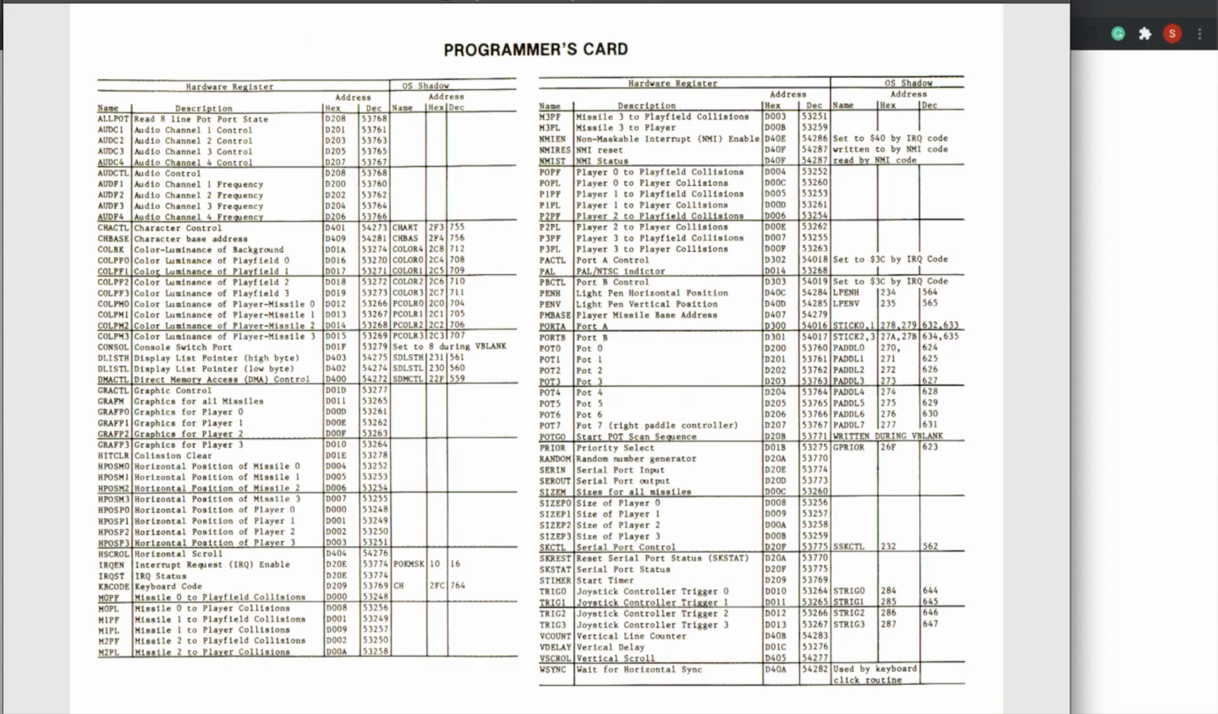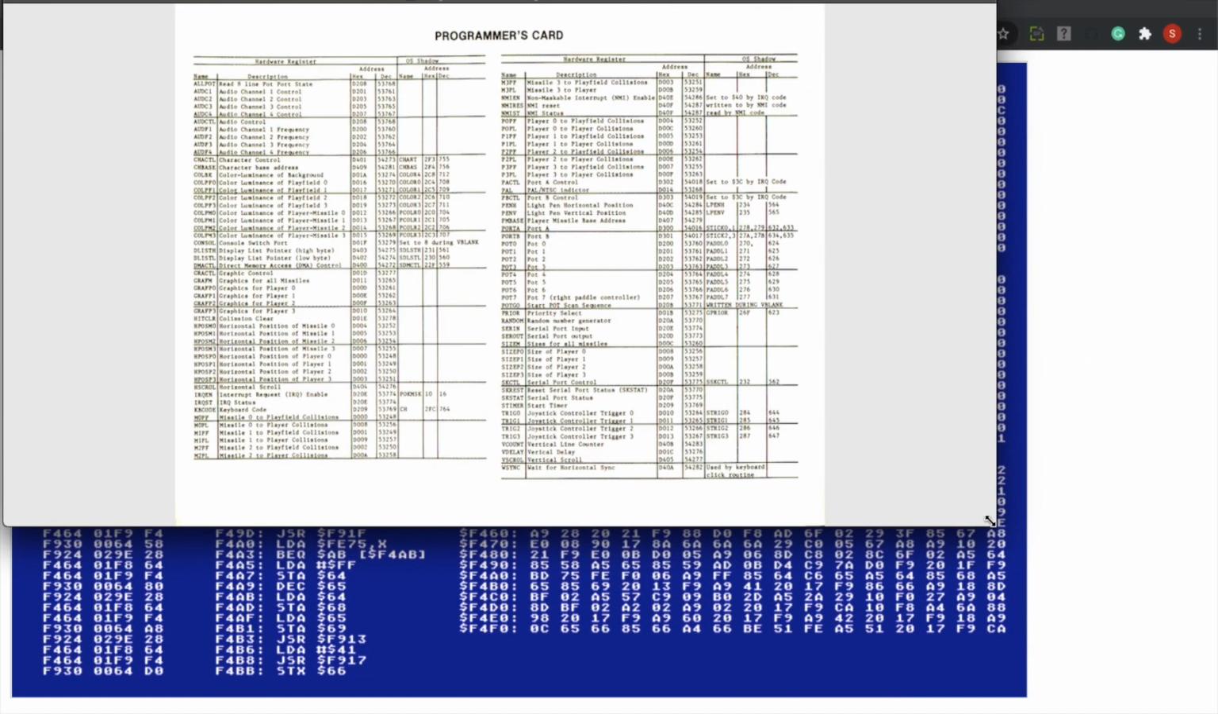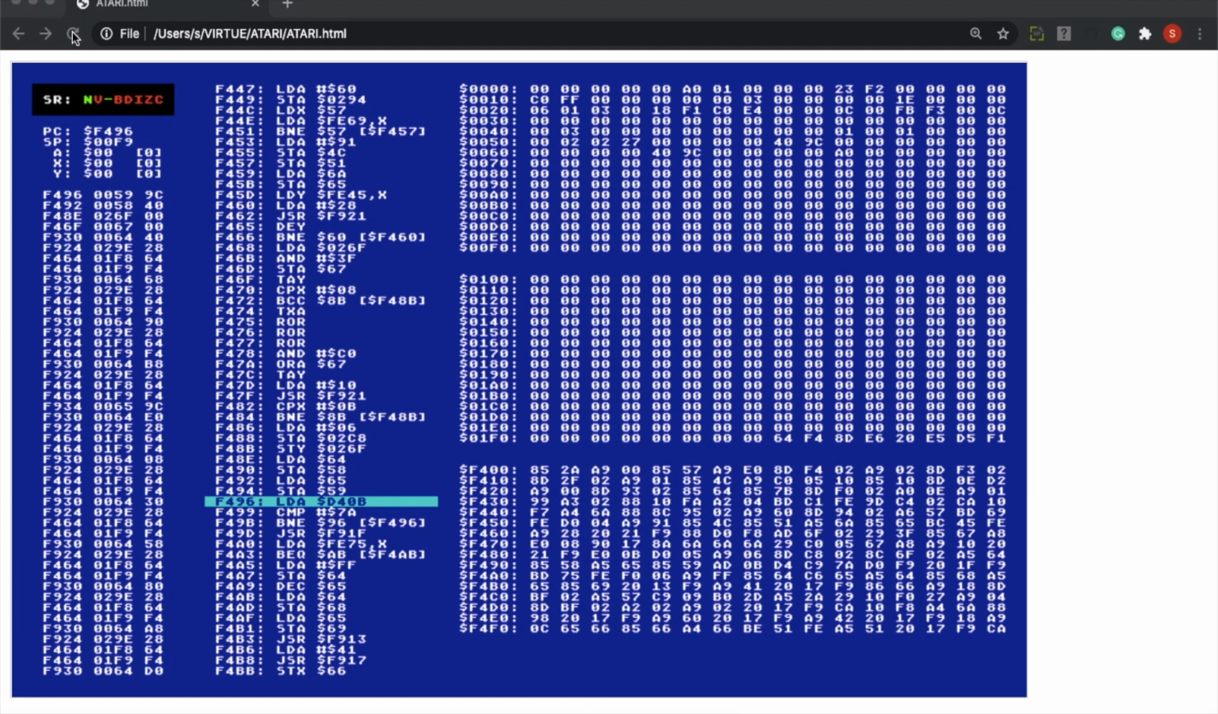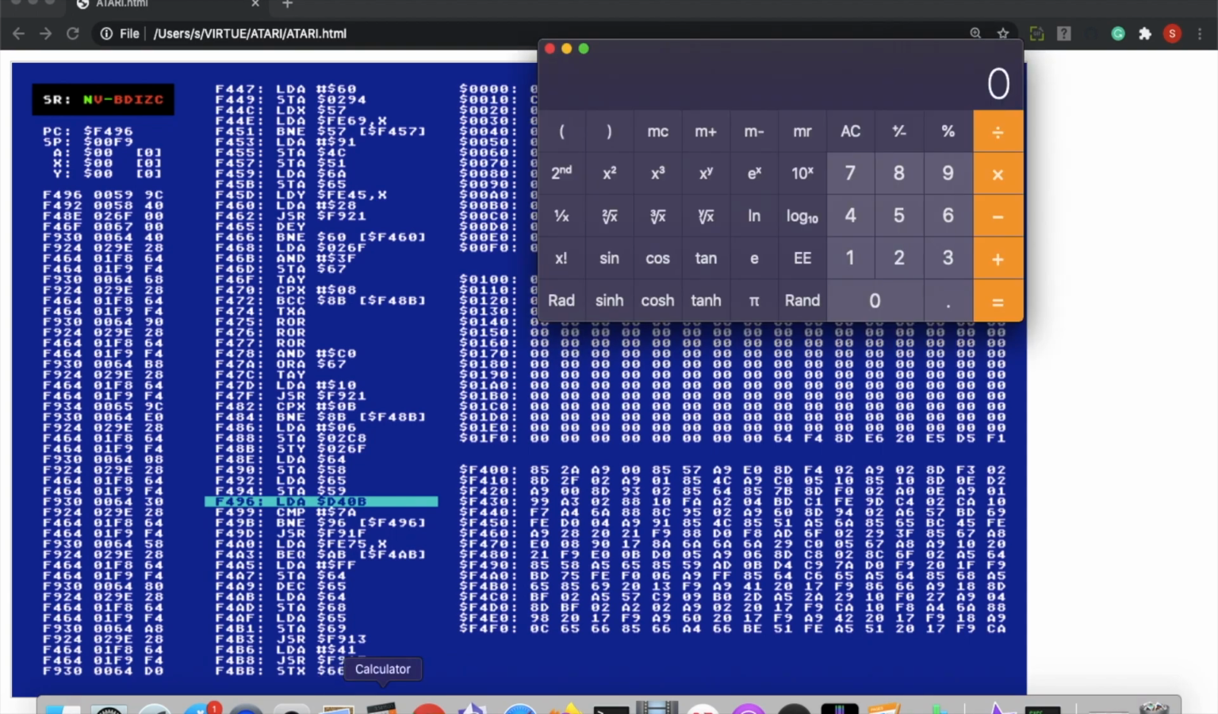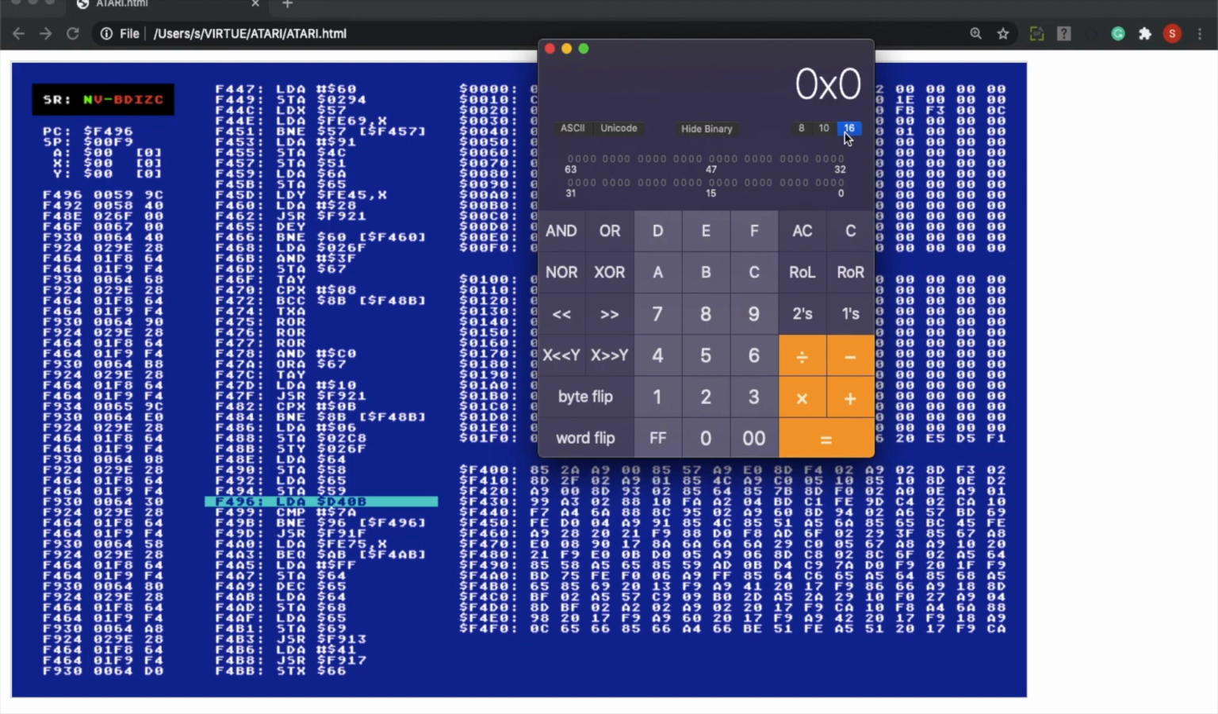So that looks like it calls for an external chip, the GTIA or something. D40A, or no, what was it? D40B, compare it to 7A. So what is 7A? That's seven. Let's go to the hex. It's looking for 7A. Make that decimal. 120. 122, what would that be? Vertical line counter. 122.